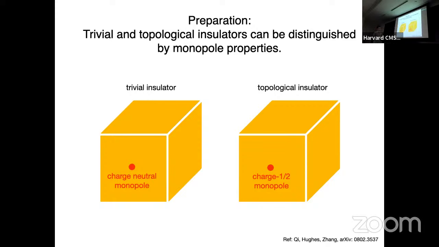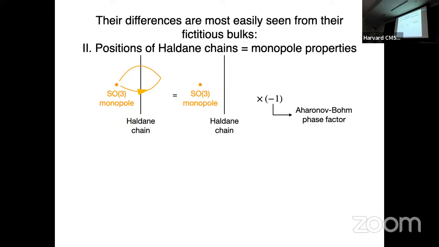Now I want to play the same game for our system. Previously, we saw that those different bulks just differ by the positions of the Haldane chains. Now I want to explain that the positions of those Haldane chains really tell us some properties about the monopoles. But this time, the monopole is not the U(1) monopole but the SO(3) monopole, meaning the system has SO(3) spin rotational symmetry. I can introduce some background SO(3) gauge field and consider the contribution of the SO(3) monopole. Then it turns out if there's a Haldane chain here and I move an SO(3) monopole around it, I will get a minus one Aharonov-Bohm phase factor.